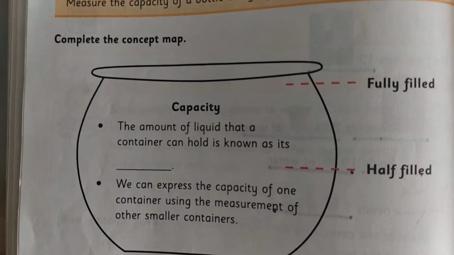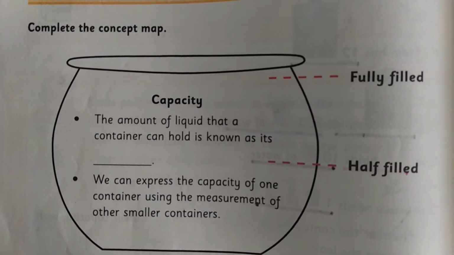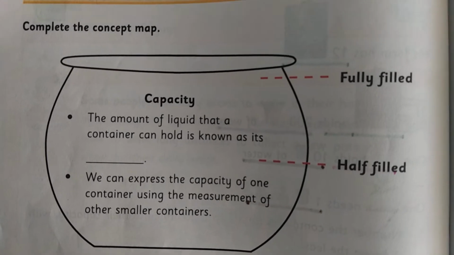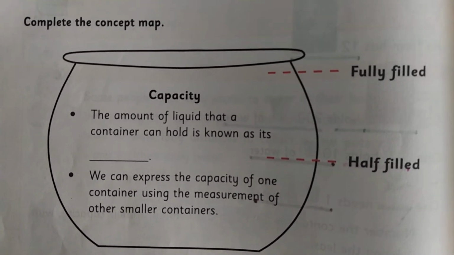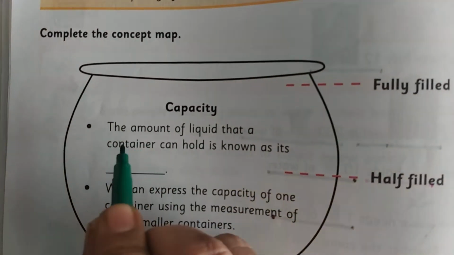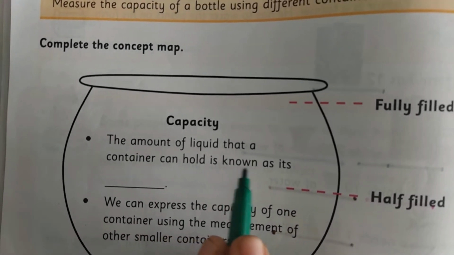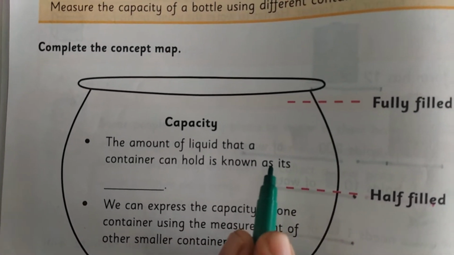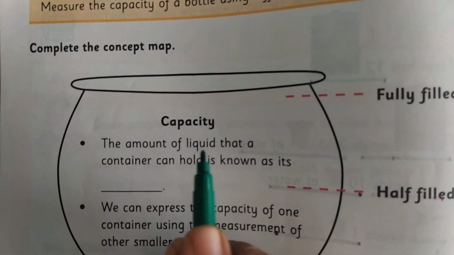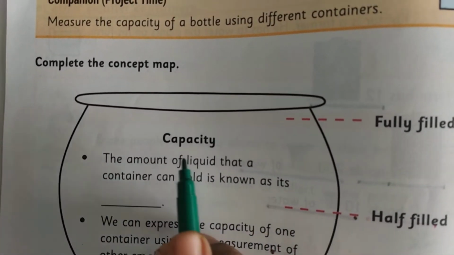Okay, now see here. Everyone take your studio, take a pencil along with you, take page number 78 in your Maths Studio. Now see here, capacity. They have given: the amount of liquid that a container can hold is known as its, what is that? Yes, very good, capacity. So the amount of liquid that a container can hold, we call it capacity.